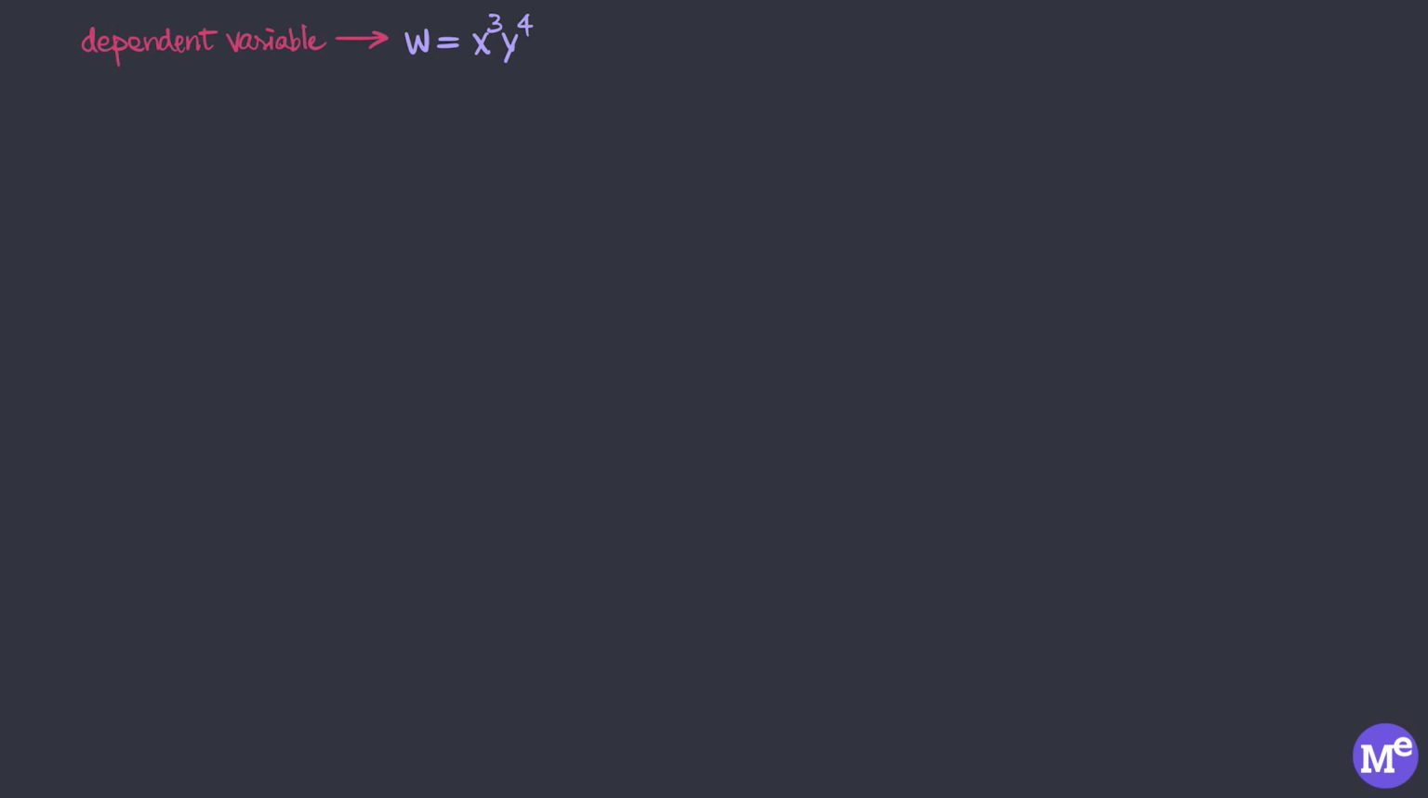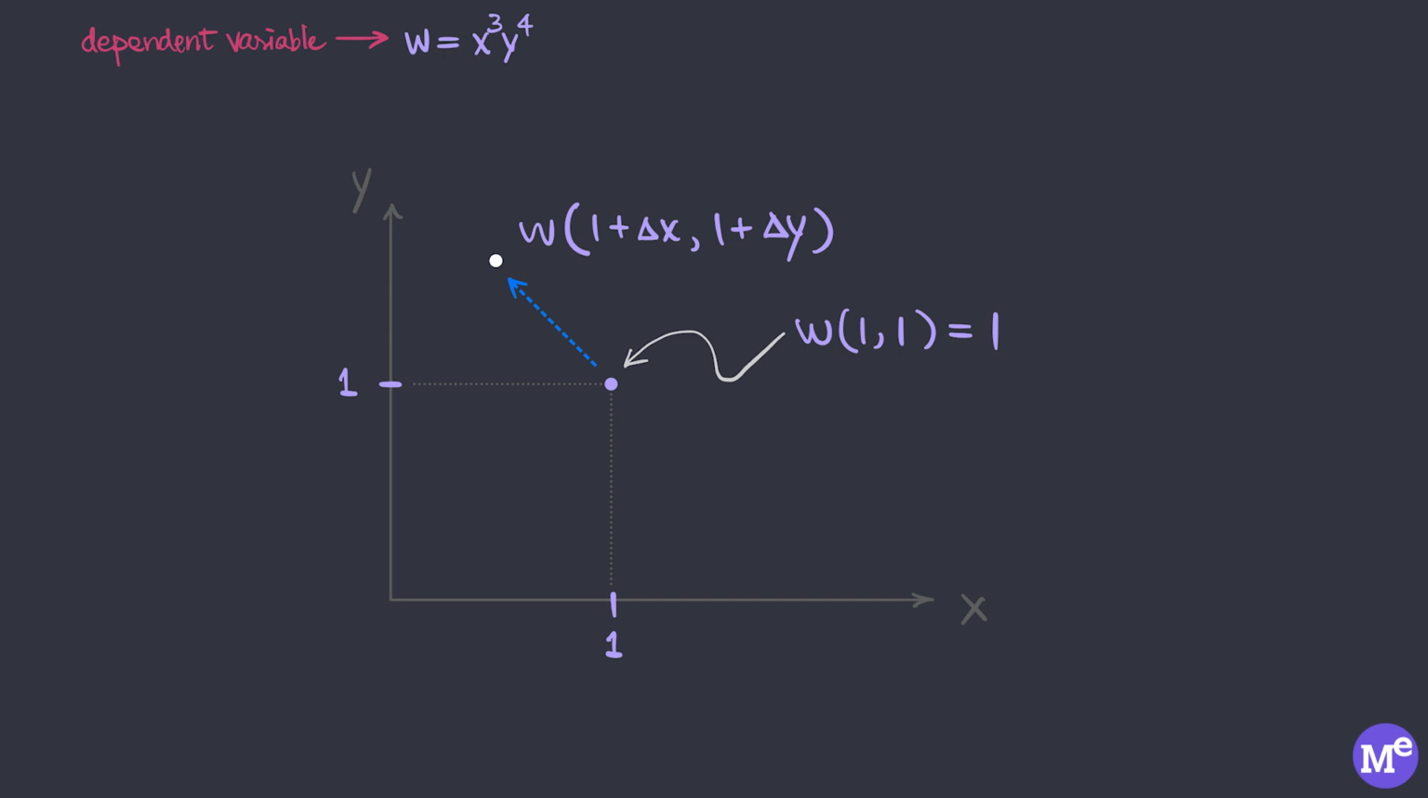Here we have a quantity w that equals x cubed times y to the power of 4. Let's say we start sitting at the point 1, 1 on the xy plane. Over there, w equals 1. As we move away from that point, w changes.